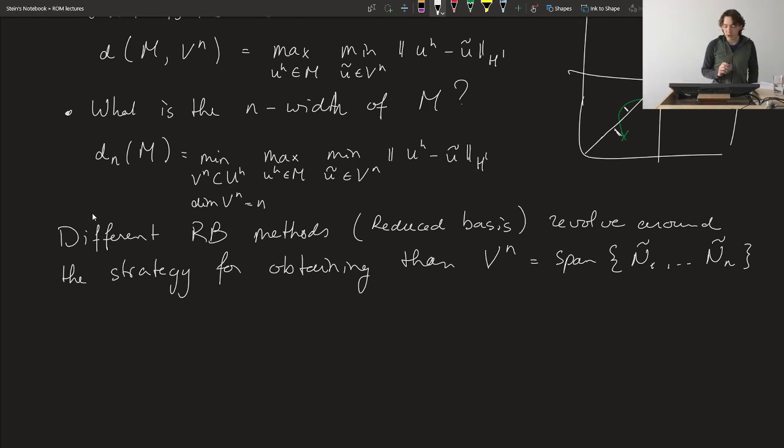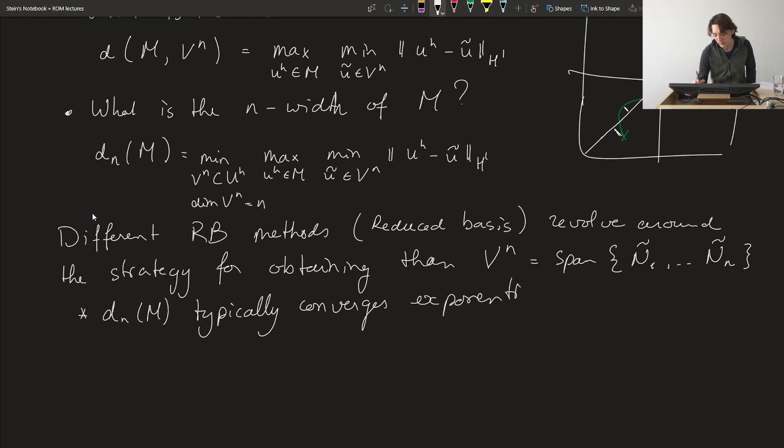So what conclusions can I draw about that dn, so that n width of m? Well, generally speaking, if my problem is in any way suitable for this strategy, then dn of m converges exponentially with n. Now that's a very, very nice property.